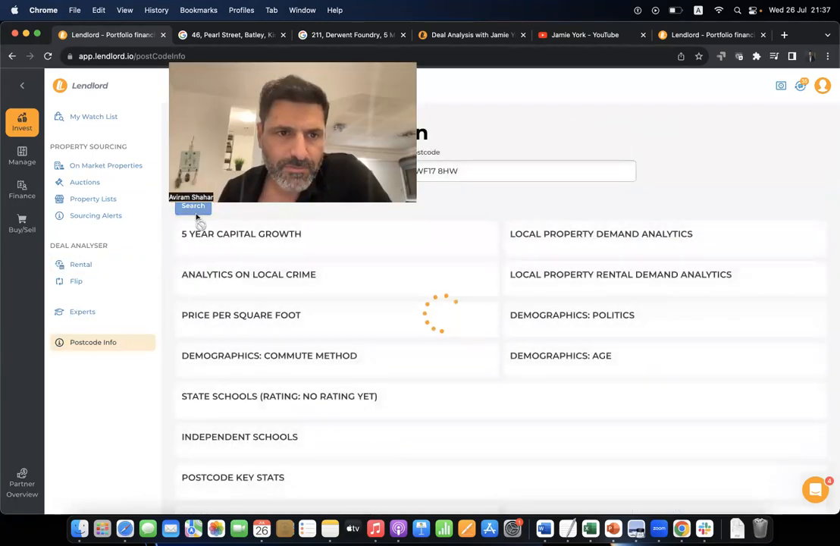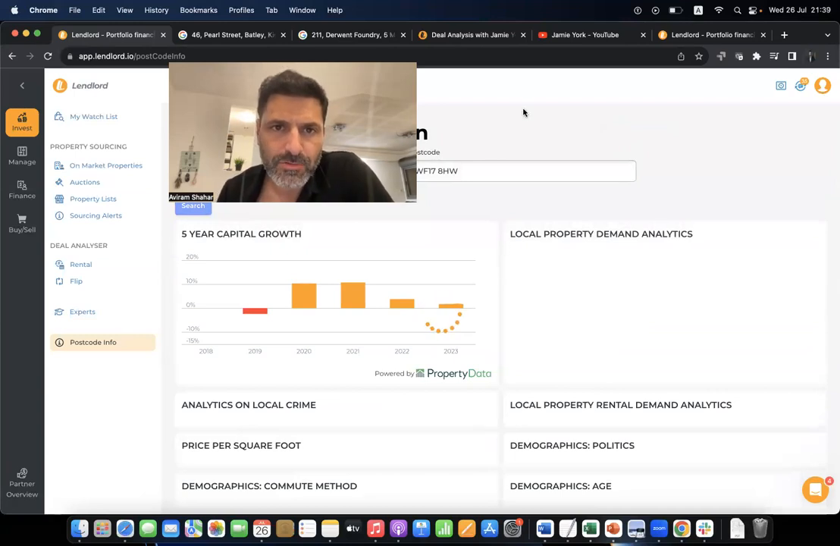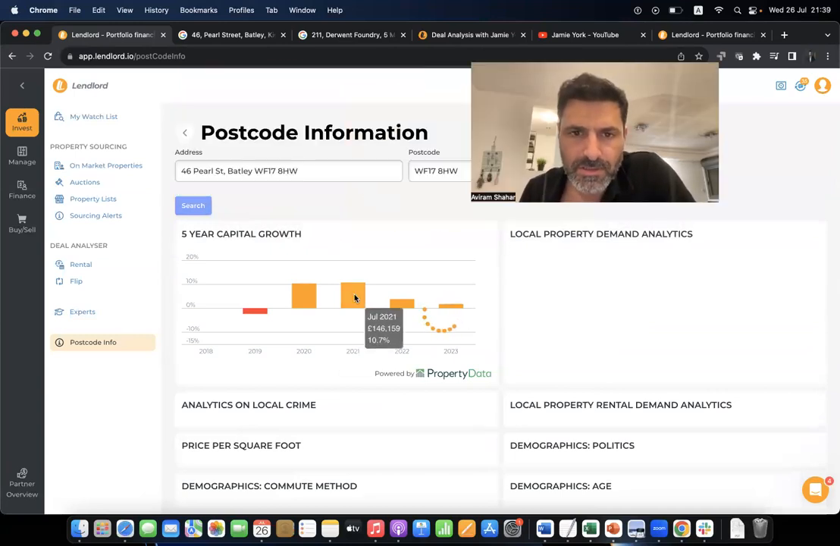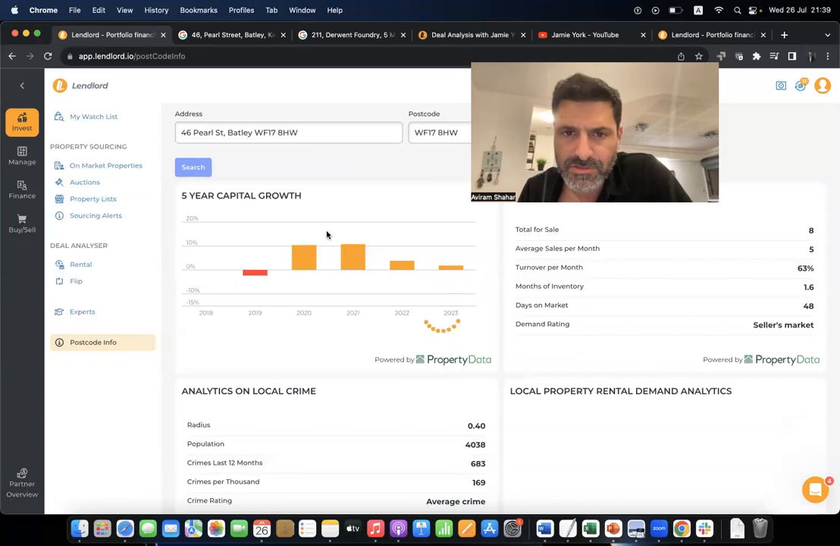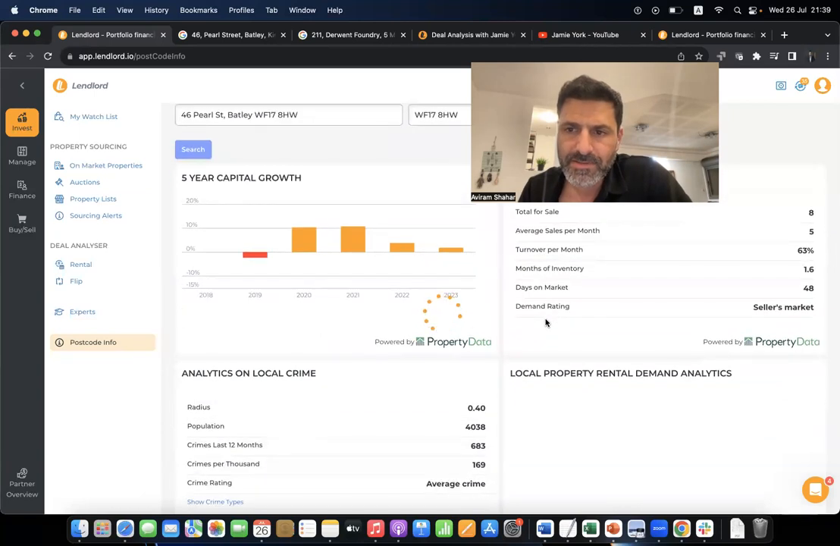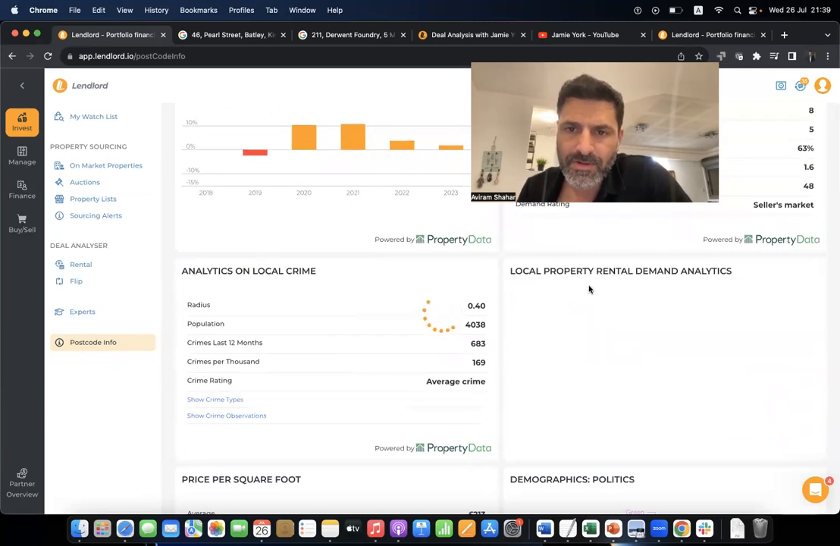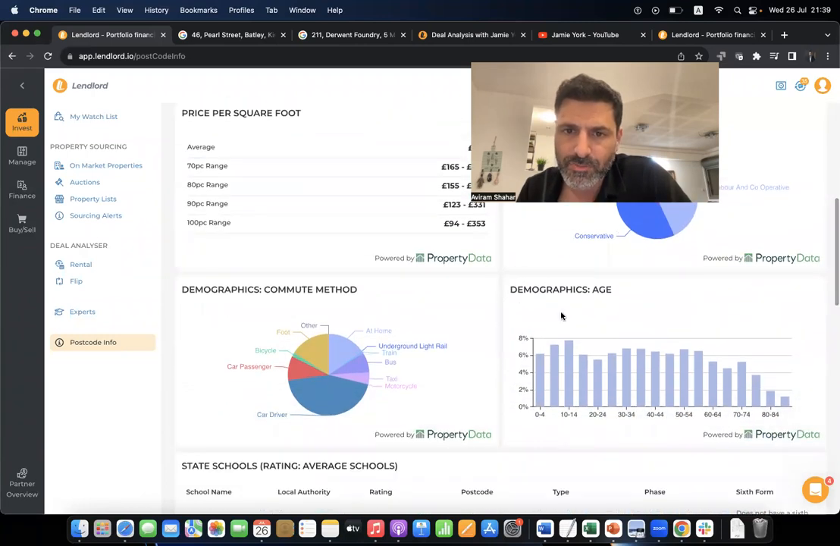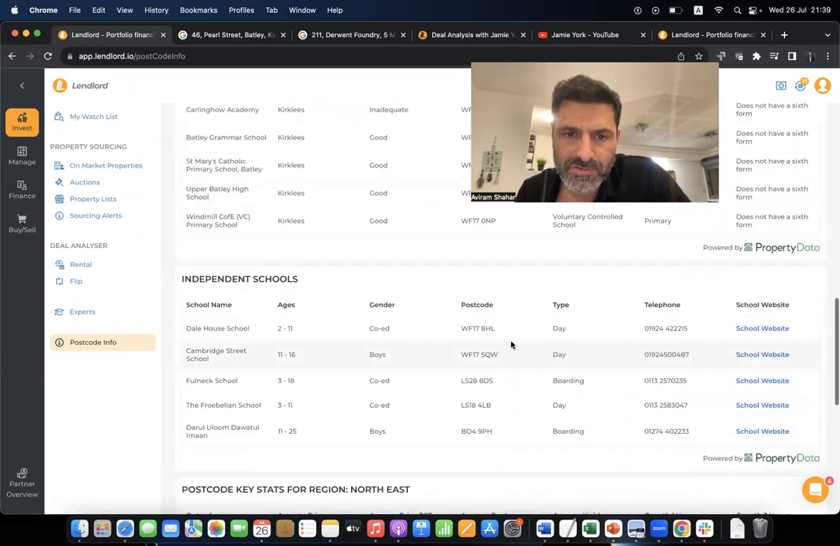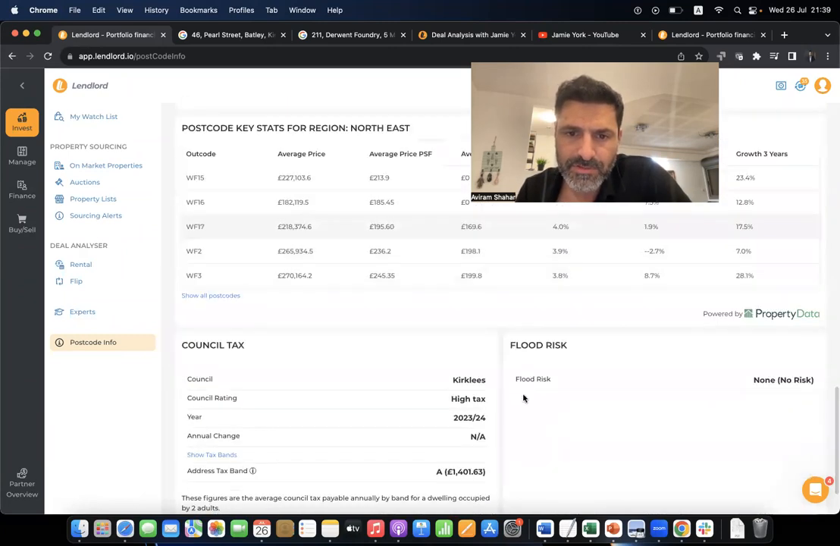What about the postcode, Jamie? Would you look at the postcode? So, by the way, in Landlord, you can go to the postcode information page. If you use the premium plan, you will get unlimited postcode information searches, on the basic plan 3. And here you can see 5-year capital growth in this postcode. You can see the property demand, if it's a seller or buyer market, some analytics about crime, rental demand, price per square foot, demographics in terms of politics, commute method, age distribution, data about schools, and other important stats.